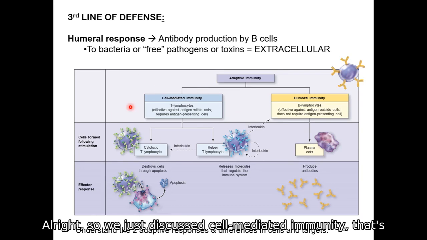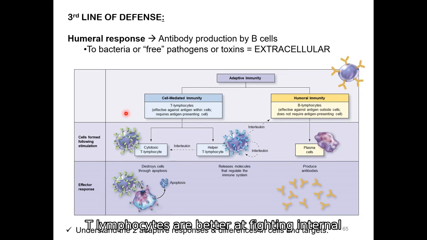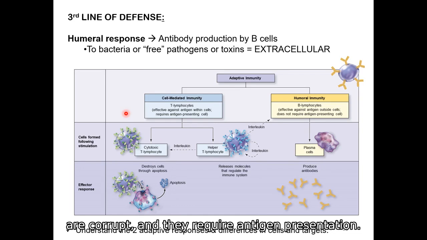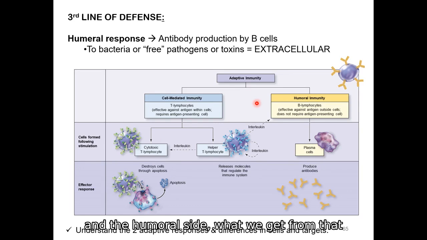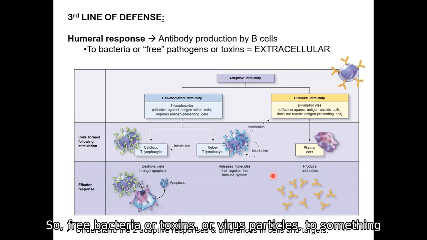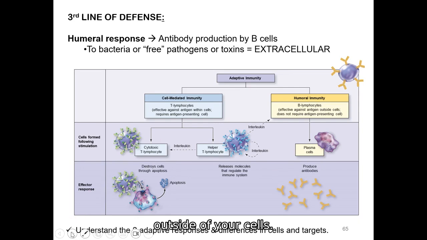All right, so we just discussed cell-mediated immunity. That's through T lymphocytes. T lymphocytes are better at fighting internal antigens, so looking at our cells that are corrupt, and they require antigen presentation. So now we're over here on the humoral side, and what we get from that is antibody production, so our immunoglobulins. These are better at attaching to things that are extracellular, so free bacteria or toxins or virus particles, something outside of your cells.